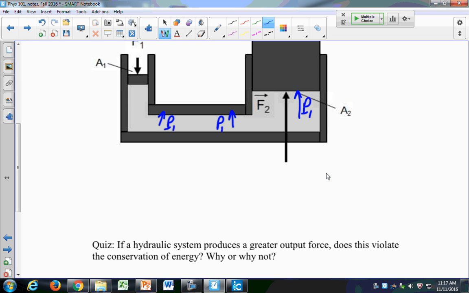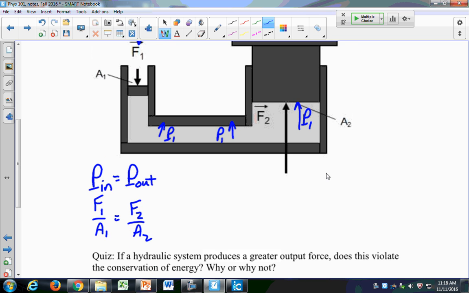So P in is equal to P out by Pascal's principle. Whatever pressure I exert at one point, I will feel all the way throughout that fluid. My pressure, in this case, is going to be F1 over A1, and that's going to equal F2 over A2. Now notice that I can solve here for F2. F2 will equal F1 times A2 over A1.